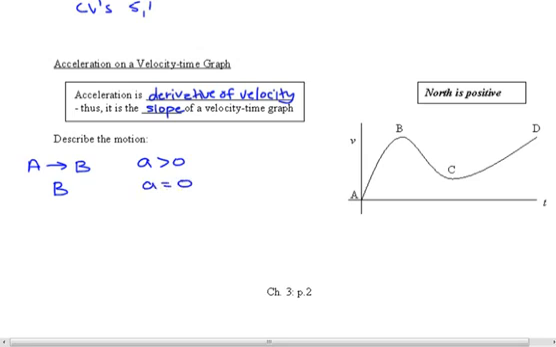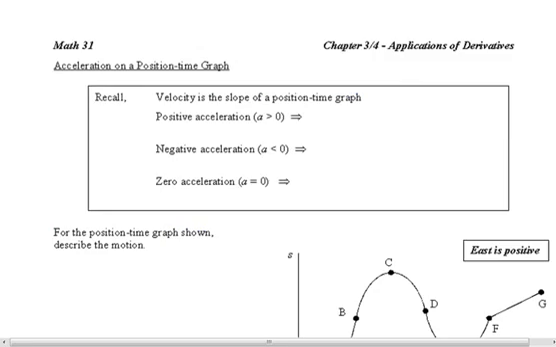From B to C, it's a negative slope, right? So negative slopes mean our acceleration is less than 0. At C, it's 0. And then from C to D, what's happening with my slope? Positive, therefore acceleration is greater than 0. Okay.